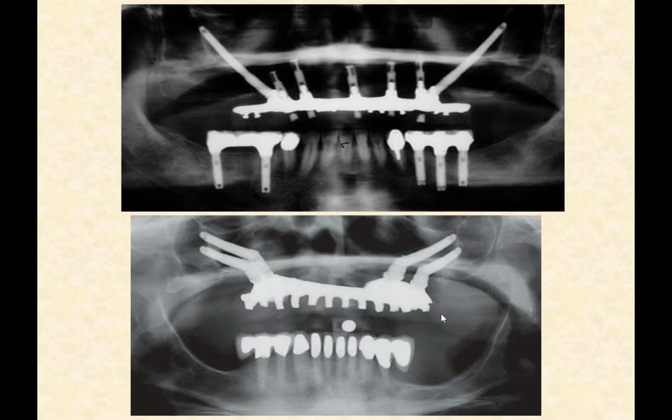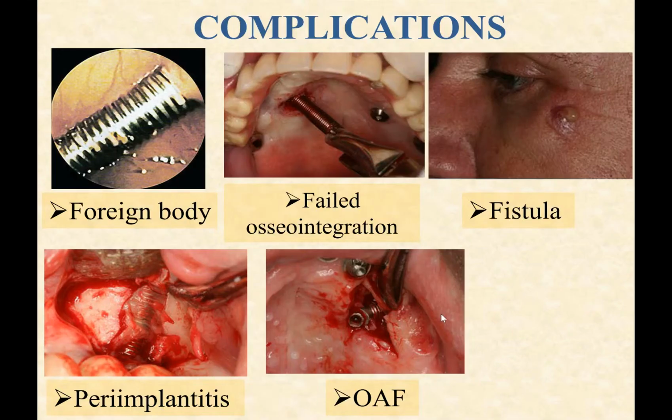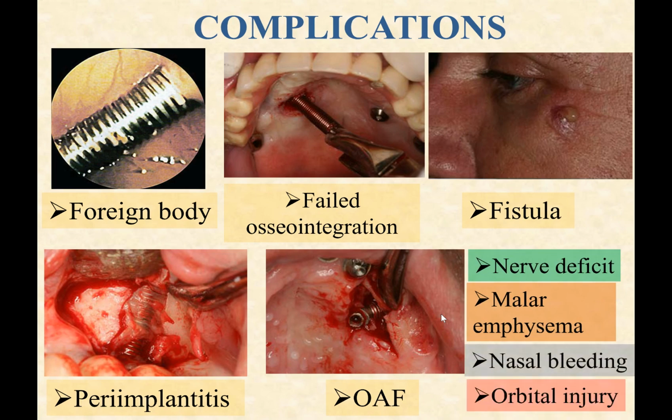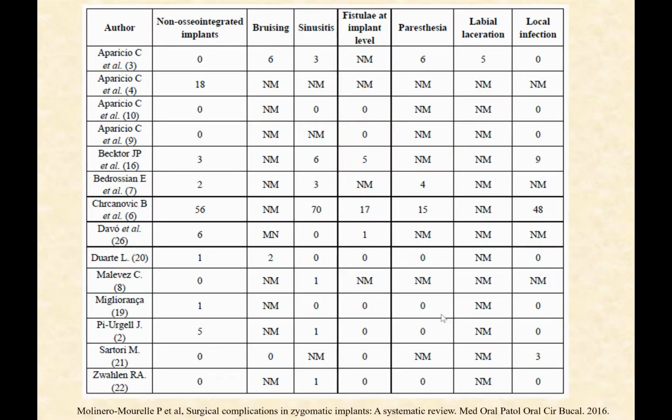Here you can see an OPG showing the zygoma implants, followed by placement of endosseous implants in the anterior region, which are connected by a bar. Next are the complications. These include foreign body, failure of osseointegration between bone and the implant, presence of fistulas, peri-implantitis, and oroantral fistulas. Next can be nerve deficit, malar emphysema, and nasal bleeding. The rarest is orbital injury.